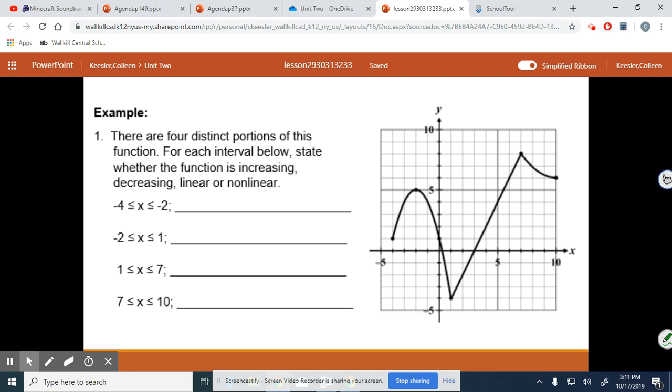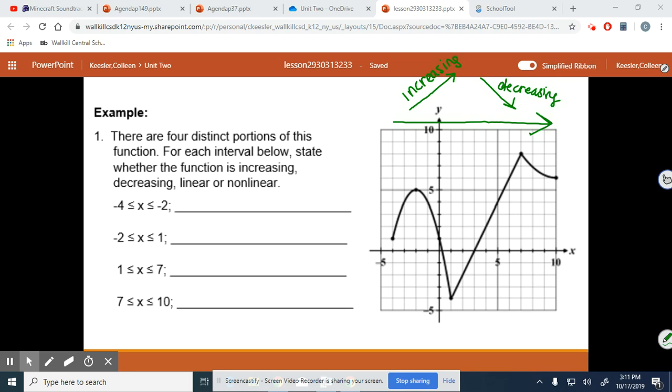So there are four distinct portions of this function. For each interval below, state whether the function is increasing, decreasing, linear, or nonlinear. So whenever we're describing a function, we're always looking from left to right, kind of like you're reading a book. So if something is increasing, it's going to look like this. And if something is decreasing, it's going to look like this, kind of like a negative and positive slope. And you need to be able to recognize that.